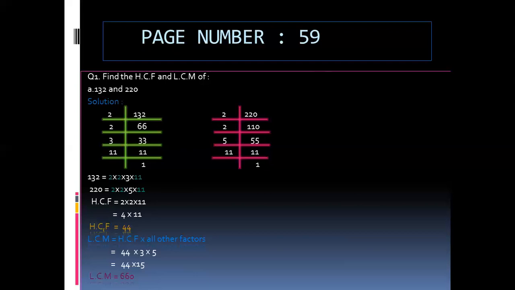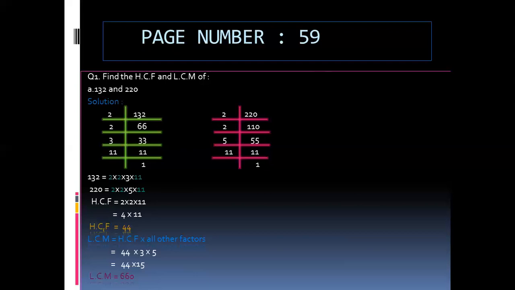For the LCM, the formula is HCF multiplied by all other factors. We write 44 instead of HCF, and the remaining numbers: 3 is left in 132, which is uncommon, and 5 is left in 220, which is also uncommon. So instead of all other factors, we write 3 multiplied by 5. And after the multiplication, the LCM becomes 660.